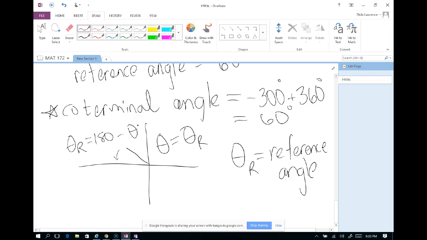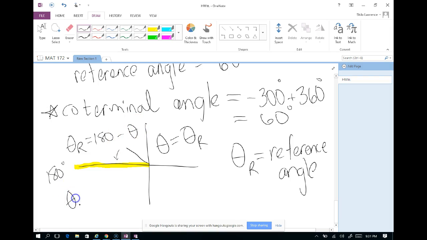minus your angle. So say we were at 150 degrees, which is in quadrant 2. The reference angle is the distance from our angle to the closest piece of the x-axis. When you're in quadrant 2 or 3, the closest piece of the x-axis is the negative x-axis, which has a measure of 180. So if our angle is 150, the closest piece of the x-axis is 180, we are 30 degrees away. So 180 minus 150 is 30 degrees.